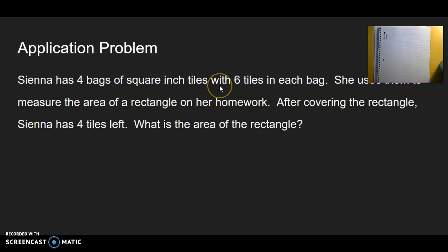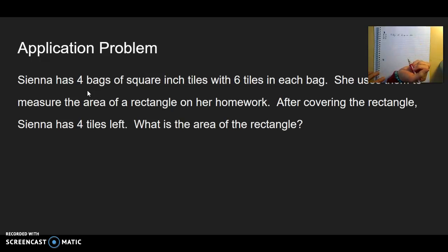And since I'm on present mode, I can't highlight. But what I'm going to do is jot down important words to remember. Sienna has 4 bags of square-inch tiles with 6 tiles in each bag. So I'm going to say 4 bags of 6 square-inch tiles. So I know that that is 4 bags of 6 tiles each.